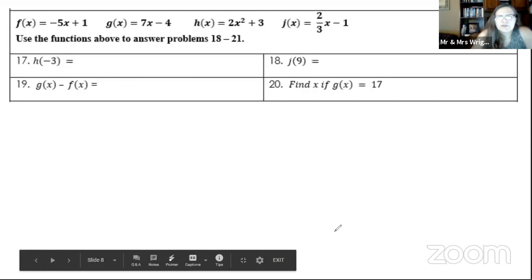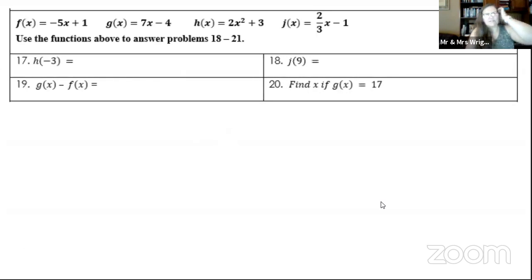All right, so here we are. We have f of x is -5x plus 1. g of x is 7x plus 4. And h of x is 2x squared plus 3. j of x is 2/3 x minus 1. Now, we're supposed to use all of this information to answer problems 18 through 21, which should say 17 through 20 for whatever reason. I don't know why these numbers are always off.